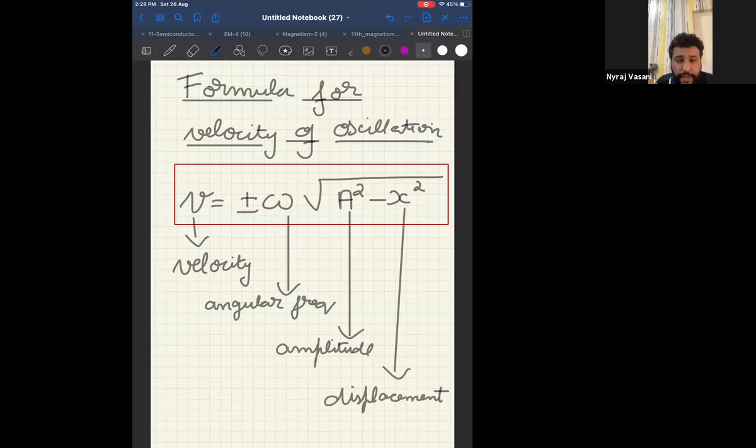So this is the next formula. That is the formula for velocity. Again, I will repeat. Just like the acceleration formula can be used only in oscillation, this formula for velocity also can be used only in oscillation.